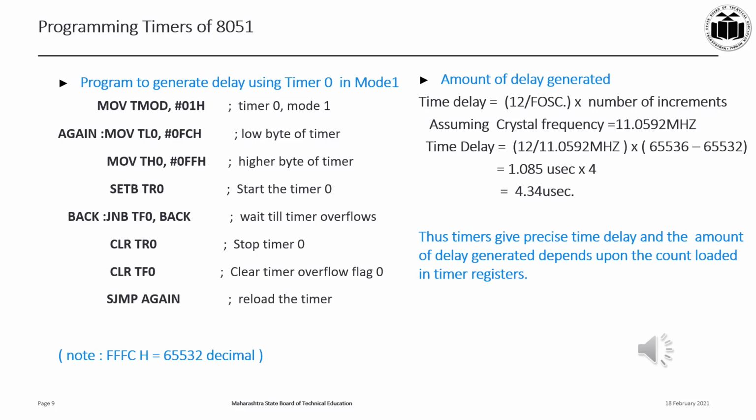The next step is to start the timer. So the instruction SETB TR0 starts timer 0. As soon as the timer is started, the value in TH0 and TL0 registers starts incrementing by 1. So the next step is to monitor the timer overflow flag. Instruction JNB is used to monitor the timer overflow flag. As long as TF0 flag is not set, the instruction is kept in loop.